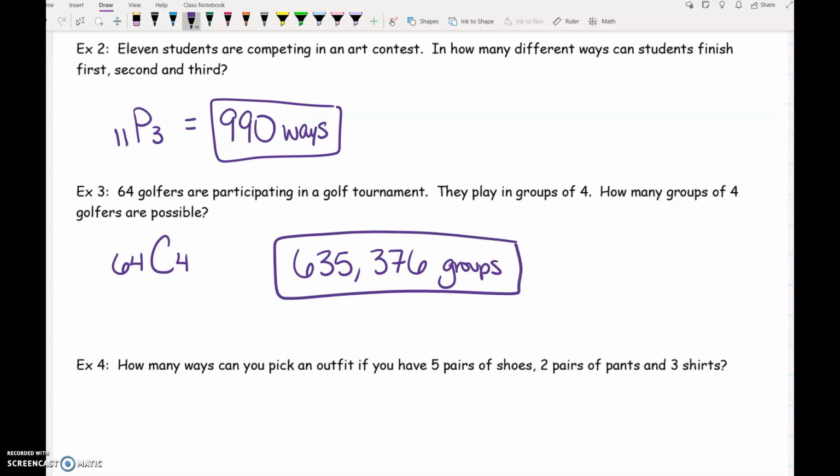This is why golf tournaments ask you to sign up as your team, so that they don't have to go through all the different options for arranging or choosing groups.